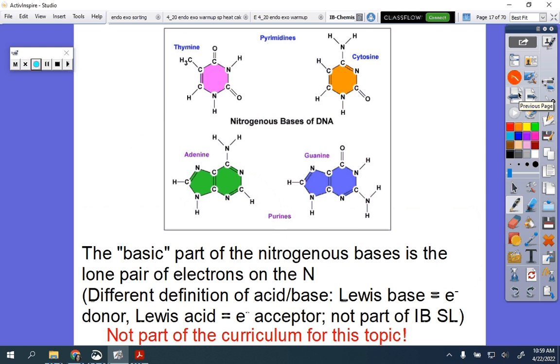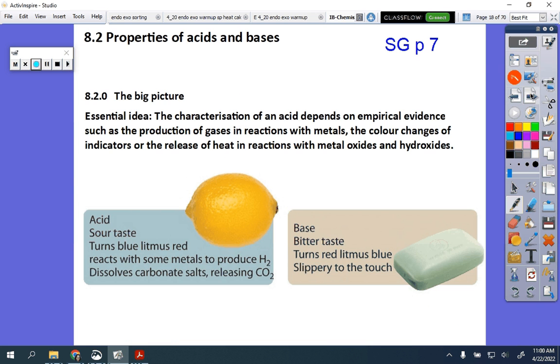Generally, when we talk about organic bases, it's usually the presence of a nitrogen, because often the nitrogen is going to bond in a substance in such a way that it has a free lone pair. So, not exclusively though. Oxygen can act that way too, or other anions or other electronegative nonmetals.